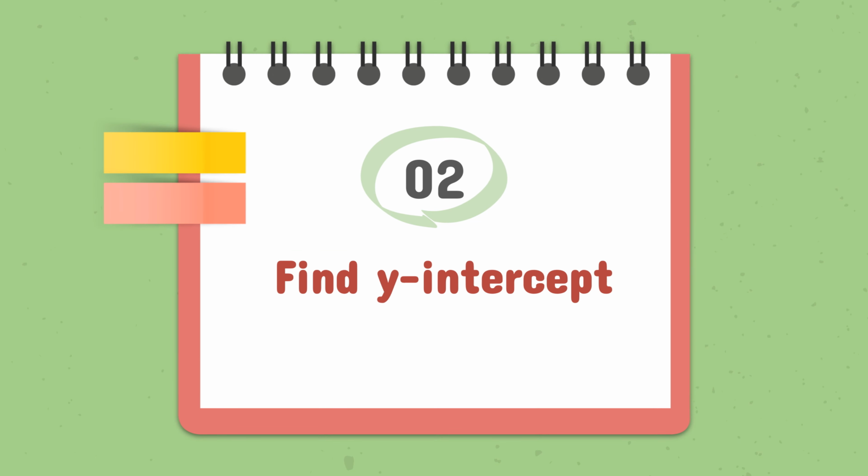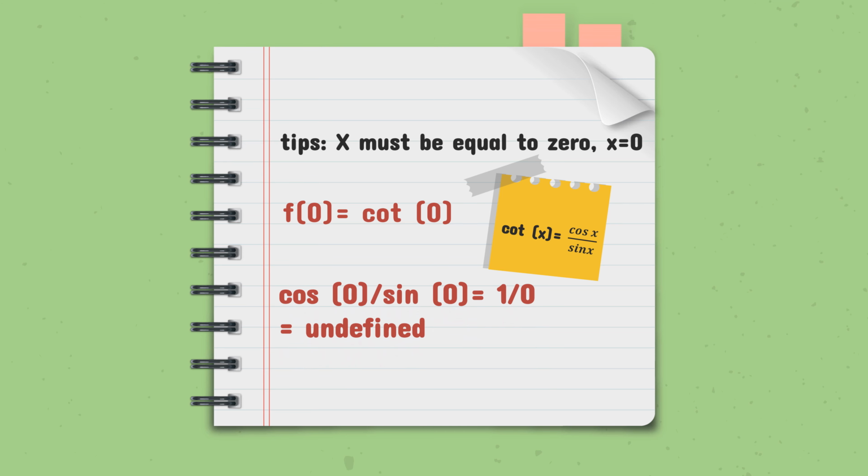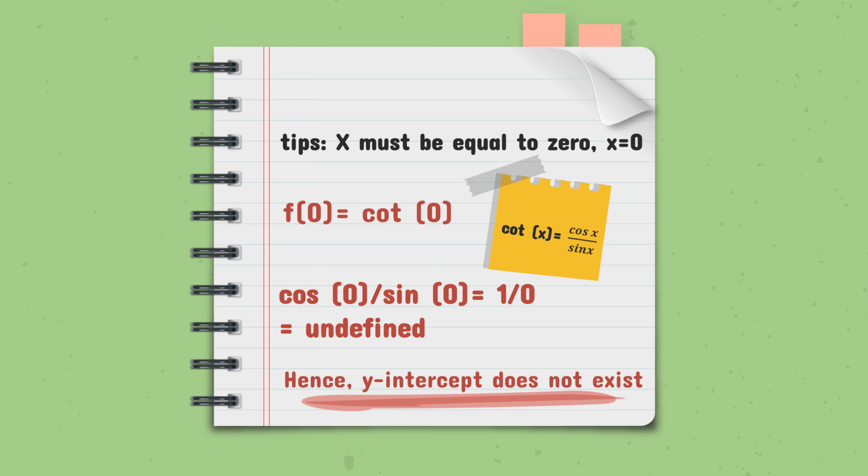Next we need to find the y-intercept. The tip to find the y-intercept is x must be equal to 0. So we're going to replace x with 0 in the function and it will be cot 0. We're going to refer back to our explanation earlier, which is cot x is equal to cos x divided by sine x. So it will be cos 0 divided by sin 0, and then we're going to get the answer, which is undefined. Hence, the y-intercept does not exist.